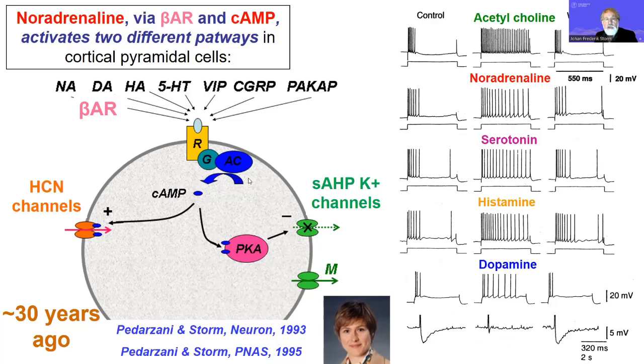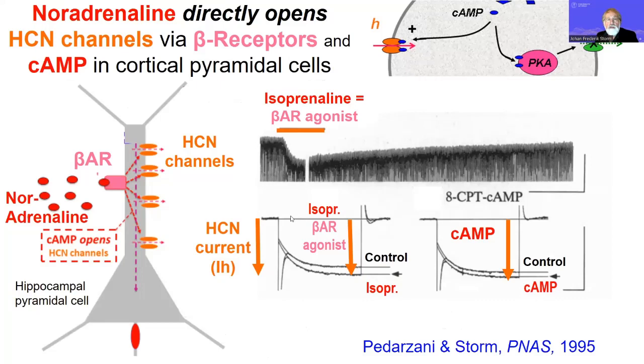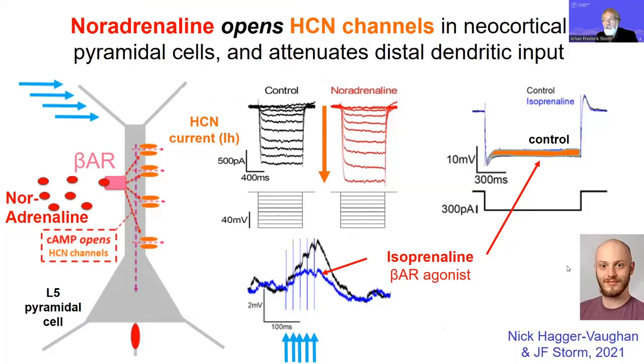And that is now relevant. This is, by the way, a figure from the paper where we measure with voltage clamp the current through these channels, as you see here, and see how it increases when you add a beta receptor agonist, isoprenaline. And then if you add cyclic AMP also, the current increases as expected. And you see the time course here. And now recently, Nick Hagerborn, a PhD student in my lab, has studied this in layer 5 neocortical pyramidal cells, and also there finds that these HCN channels are opened and cause more current when you have noradrenaline or beta agonists acting on the cell. And you see how this can then sabotage the conduction of distal input to the cell by activating fibers in layer one to these cells. It's a synaptic input here, and see how this is reduced when you open these channels by isoprenaline, a beta agonist.